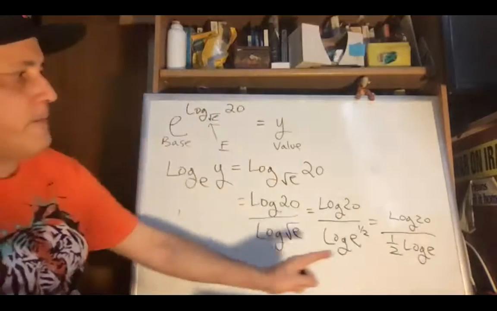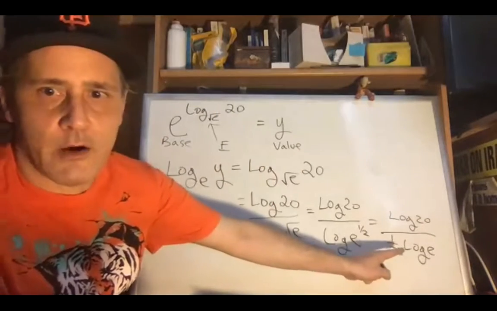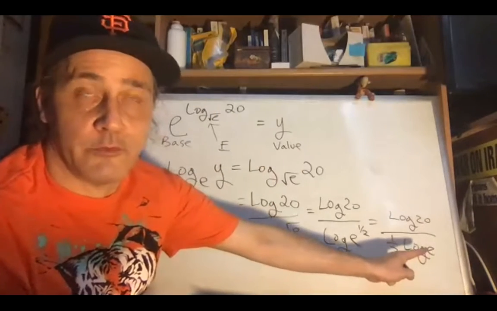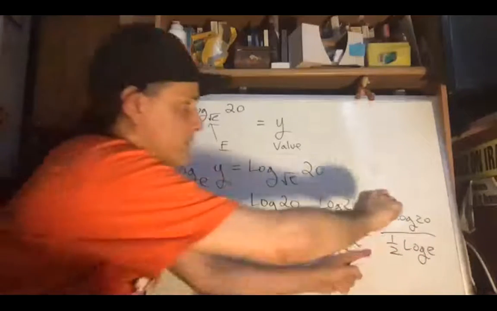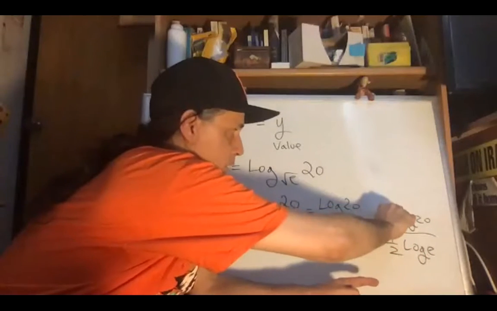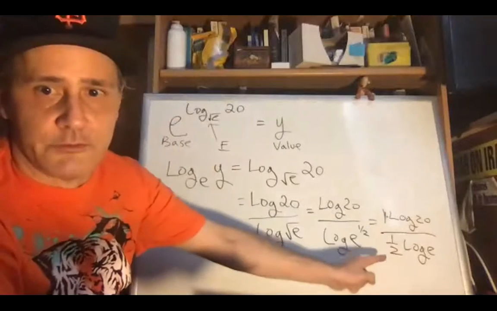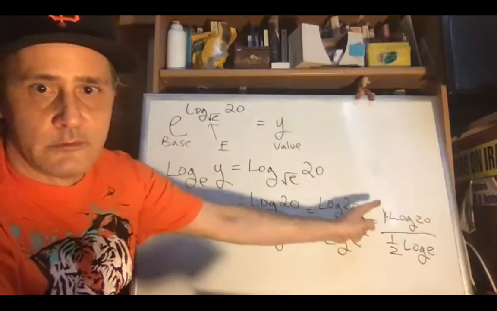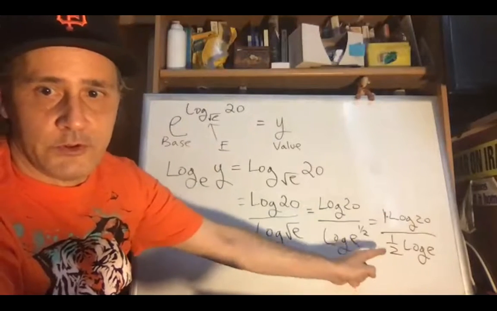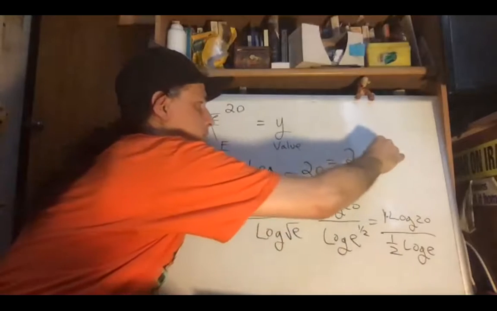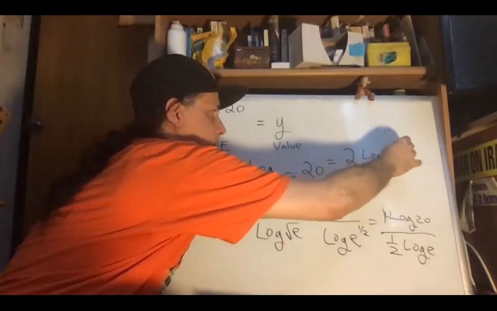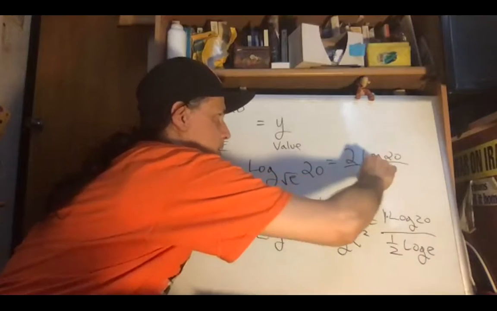All right, we're almost there. Now notice, we don't have to worry about the square root of e. And this 1/2 is in the denominator. So if you put a 1 there times log, this is really the reciprocal of 1/2, which is 2. So this is going to become 2 times log 20 over log e.